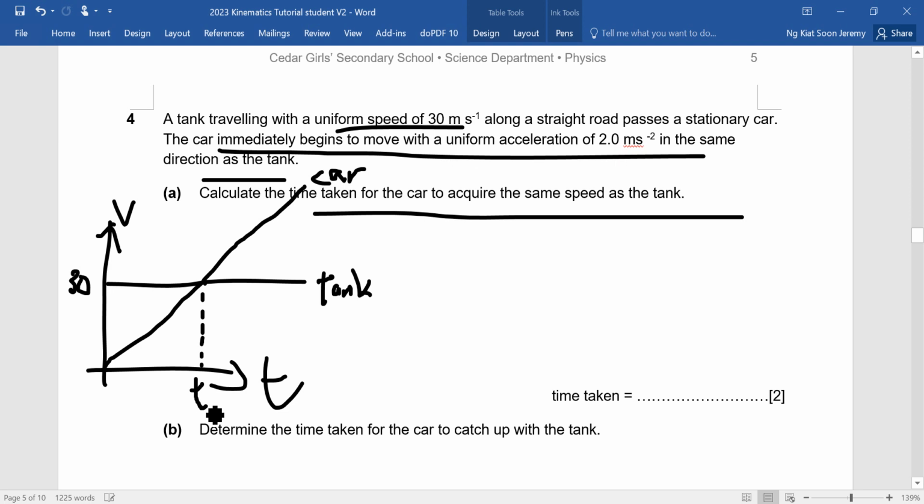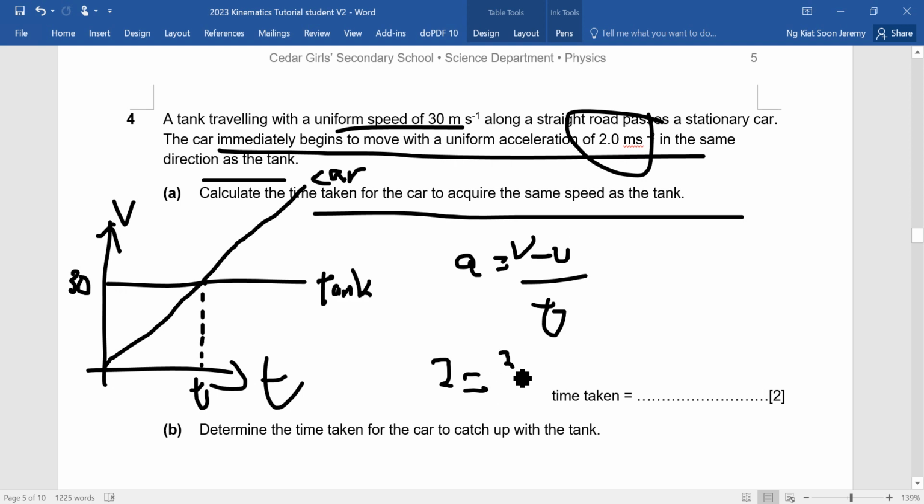What is the t? Alright, so I know the gradient of a velocity time graph is the acceleration, and I know the acceleration is 2. So I can just use a equals v minus u over t, where t is the point in question that I want. My a is 2, so 2 equals v, which is 30, because my car needs to acquire this speed, minus the initial speed of the car, which is 0, over t, the time taken, the question mark. So the time taken for the car to do this is 15 seconds. That's the answer to part A.